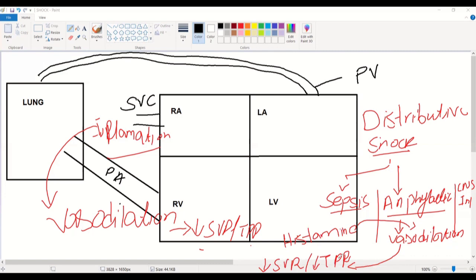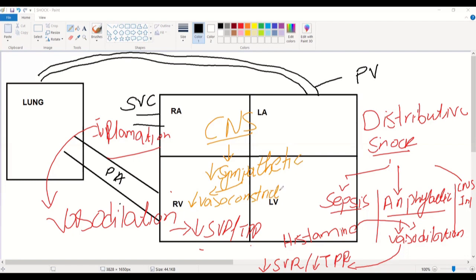So what happens in CNS injury? In CNS injury, there is damage to the sympathetic activity. Decreased sympathetic activity means decreased vasoconstriction, right? And decreased contractility and decreased cardiac output. So this decreased vasoconstriction again leads to decreased SVR or decreased TPR. Decreased vasoconstriction simply means vasodilation, right?